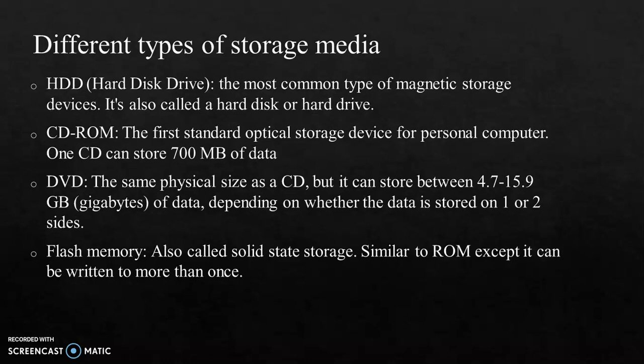CD-ROM, the first optical storage device for a personal computer. One CD can store 700 MB of data. DVD, the same physical size as a CD, but it can store between 4.7 and 15.9 GB of data, depending on whether the data is stored on one or two sides.